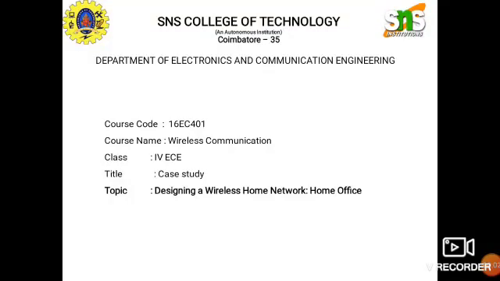So, hi students, today we are going to see a case study on the topic of designing a wireless home network in your home or in your office. A wireless home network, how it should be designed.